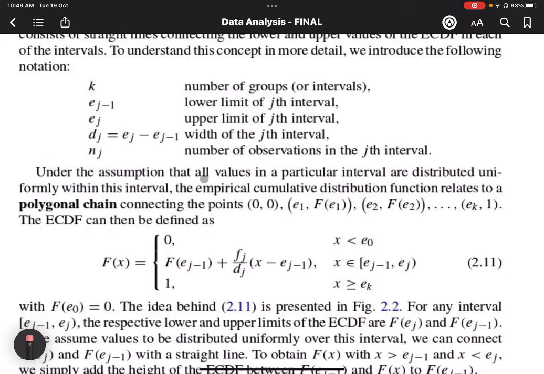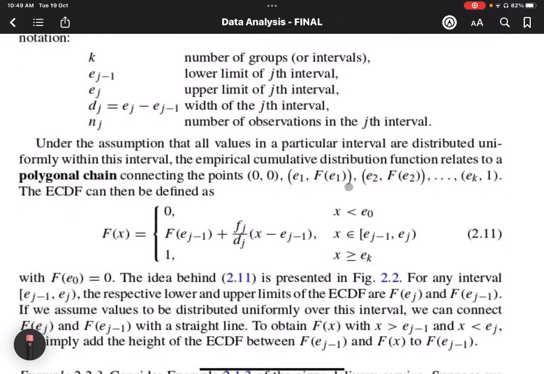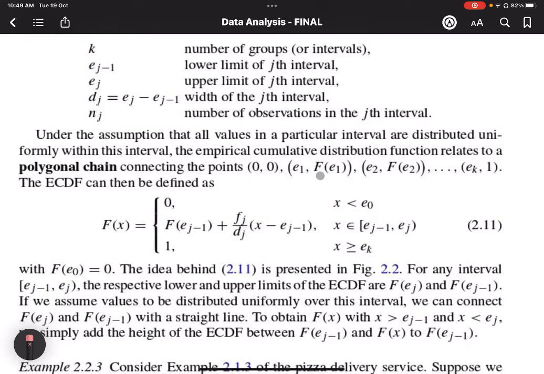Under the assumption that all values in the particular interval are distributed uniformly within this interval, the empirical cumulative distribution function relates to a polygonal chain connecting the points, no? So 0, 0, okay? So following this pattern, we will have the following result, no? E1, yan, cumulative na ulit ito, ECDF, F of E1, so on and so forth, no? Hanggang sa last data, okay?